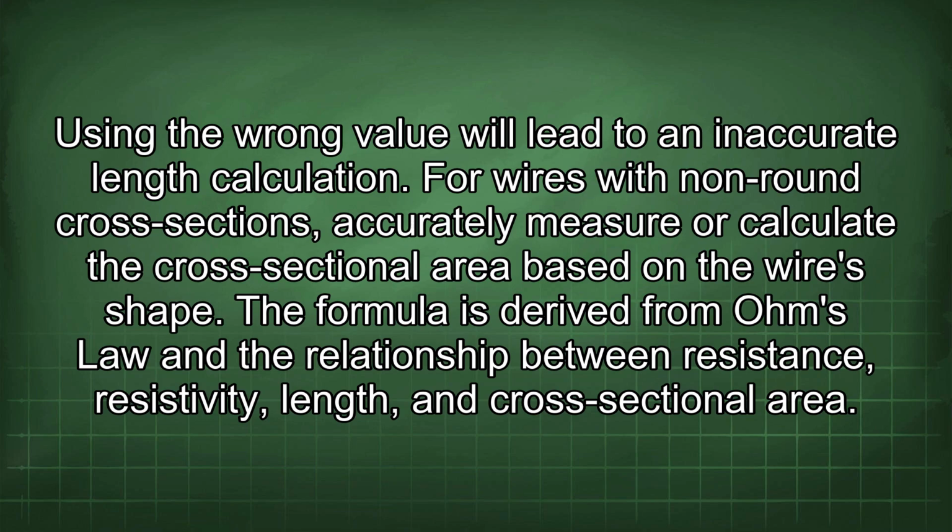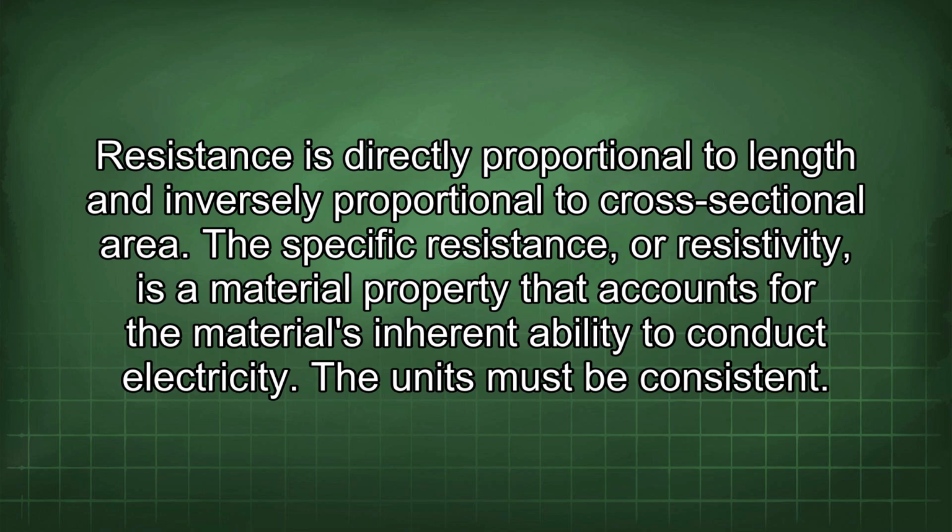The formula is derived from Ohm's law and the relationship between resistance, resistivity, length, and cross-sectional area. Resistance is directly proportional to length and inversely proportional to cross-sectional area. The specific resistance, or resistivity, is a material property that accounts for the material's inherent ability to conduct electricity.